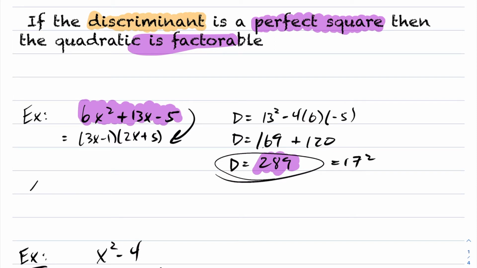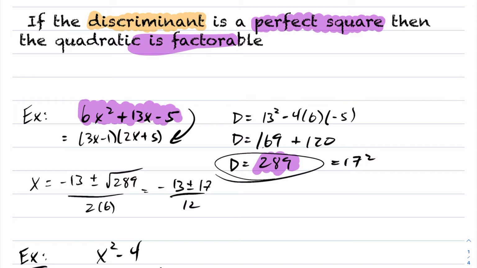So if I go ahead and calculate my roots here, what happens? The roots are going to be negative b plus or minus the square root of 289 over 2 times a, which is negative 13 plus or minus 17 over 12. So if you go ahead and calculate this, you're going to get 1/3 and negative 5 over 2. So notice in this example, my discriminant was a perfect square. The square root of 289 is 17. Notice here we get rational roots. Okay, let's look at the next example.